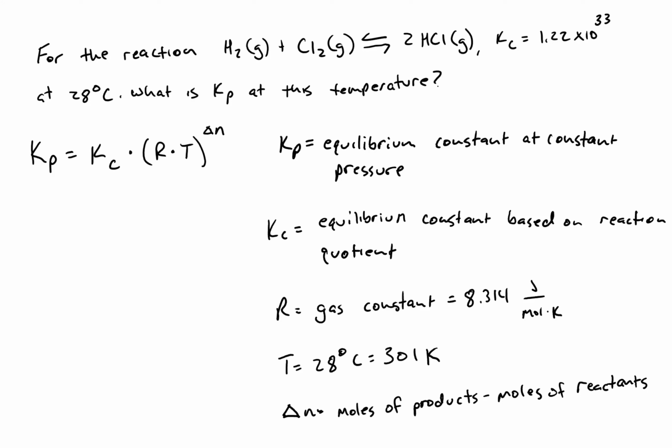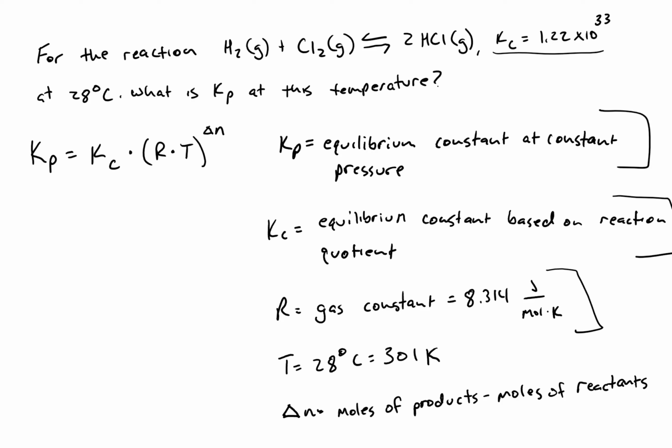So there's basically just one formula that you need to know for this one, and this is that Kp is equal to Kc times RT raised to the change in the number of moles. So I've got all these things defined here for you. Kp is our equilibrium constant at constant pressure. Kc is the equilibrium constant based on the reaction quotient, which they've given you in this problem.